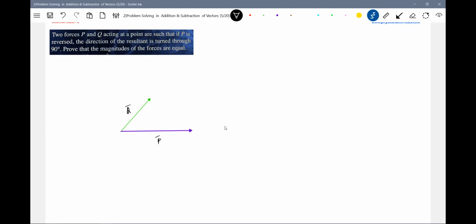So that if P is reversed, the direction of the resultant is turned through 90 degrees. So now, what is the resultant? The resultant is here. Let me call this R1. Now after rotating, the direction of the resultant, such that if P is reversed, only P I'm going to reverse. So let me reverse the P.